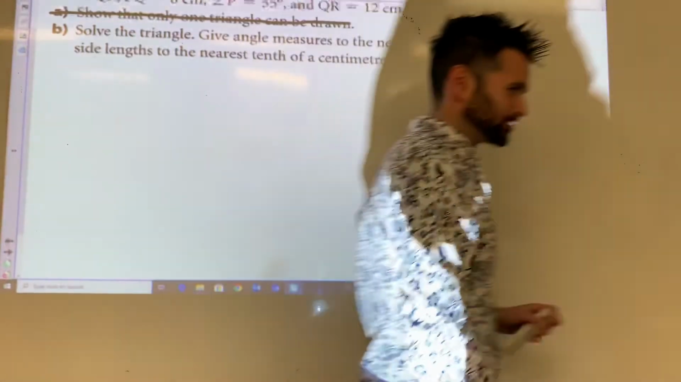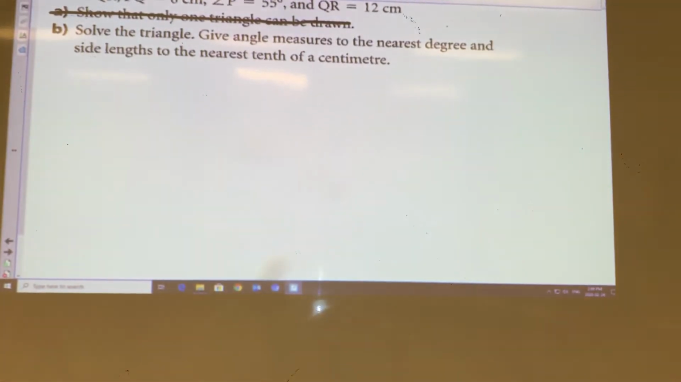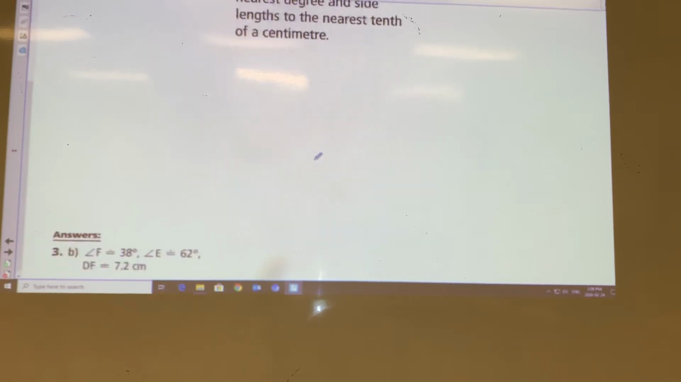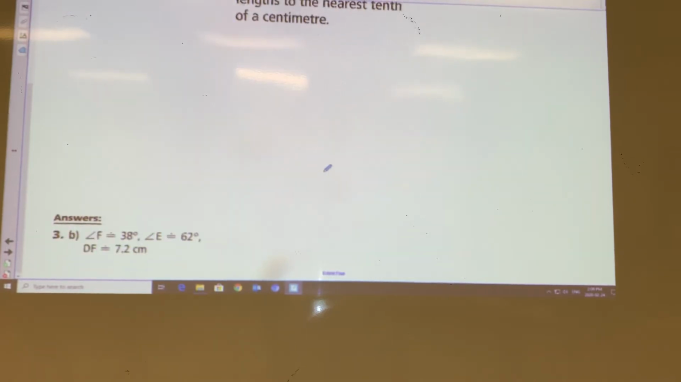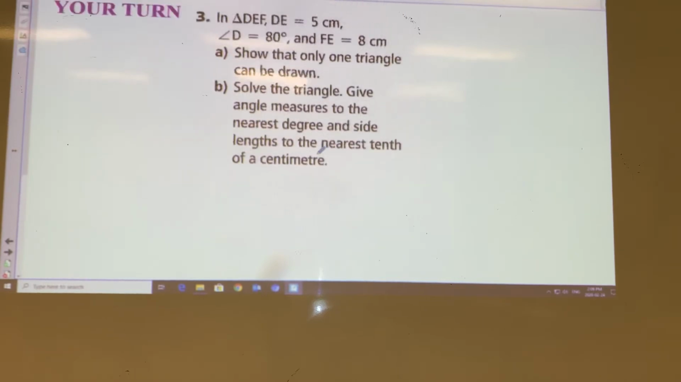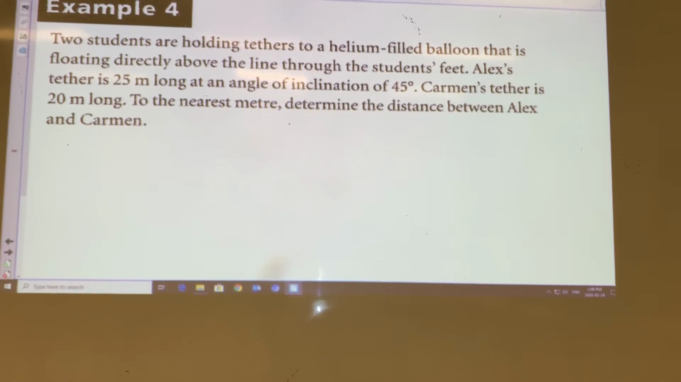So, all right. I think we have one of those wordy problems now. So there's another try it yourself. All the answers are down there, so you can try it out, draw it out yourself. Do we have enough time? Yeah, we should have enough time. So, give me a second here. Take a read through this. It says 2 students are holding tethers to a helium-filled balloon. It's floating directly above the line through the student's feet.